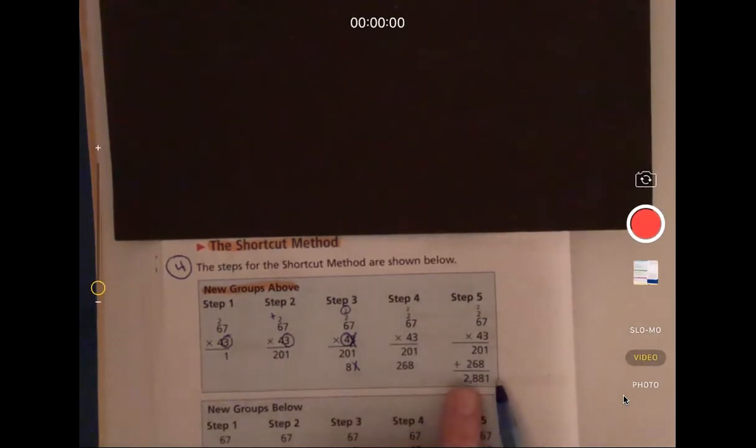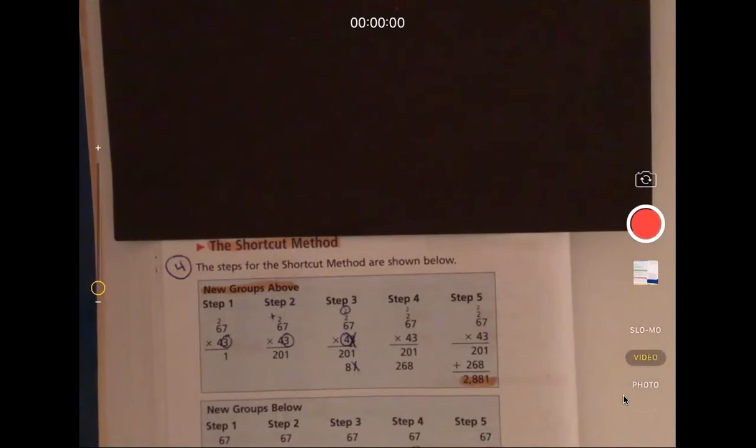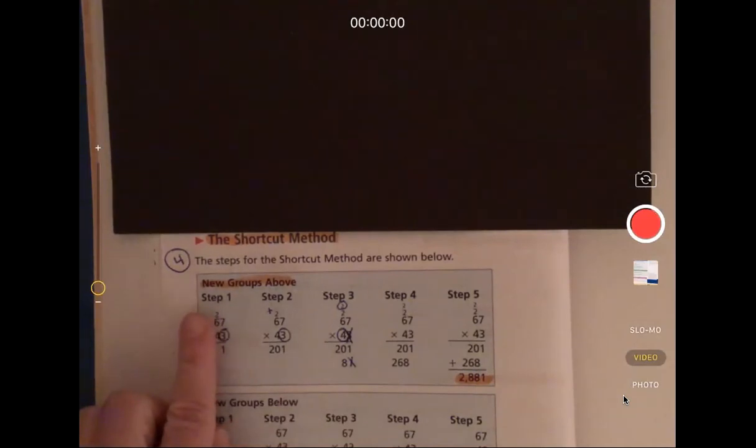Okay, now you'll see over here, we've drawn a line and we're going to add these two together. Once we add them together, we'll get our total, which is 2,881. This is that answer we've been getting all along in our other area model styles. Okay, this I think is what I'd like to show you again. I think what we're going to do is, now that you've kind of looked at this, the new groups above for the shortcut method, just kind of look through that. When we start live today, this is where we're going to start.